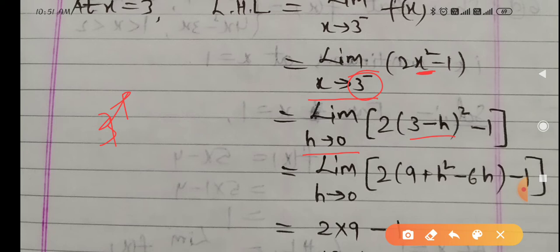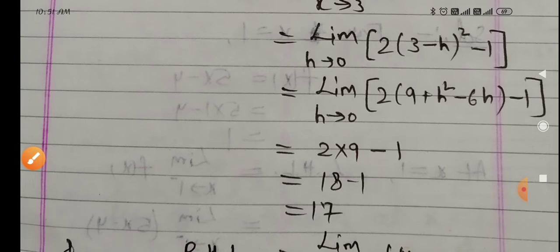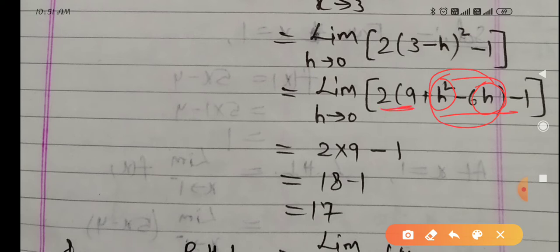Now open this identity, simplify it. So it will give 2 into 9 plus h squared minus 6h, minus 1. Put the value of h as 0 here. So these two terms will cancel, they will become 0. So 2 into 9 minus 1 will remain. 2 into 9 minus 1, 18 minus 1, 17. So this is the value of LHL.